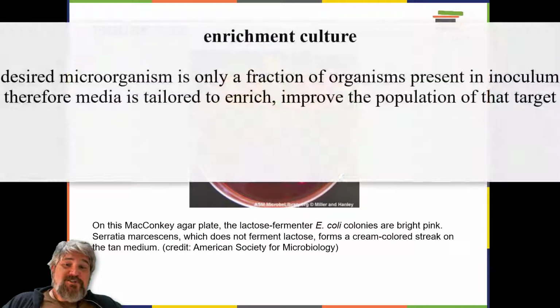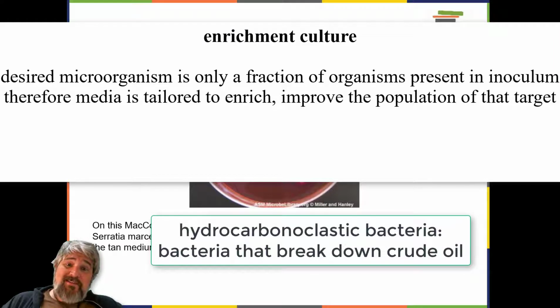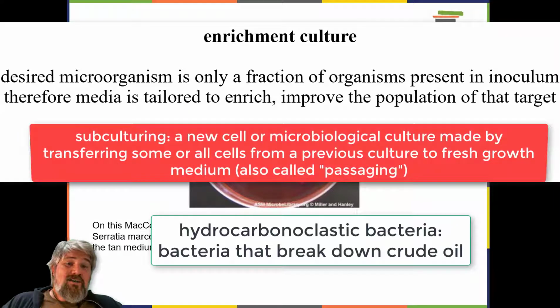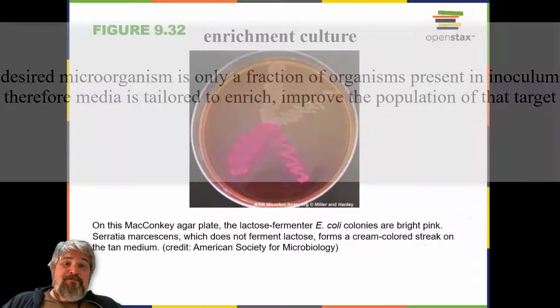The enrichment cultures foster the preferential growth of a desired microorganism that represents a fraction of the organisms present in an inoculum. For example, if we want to isolate bacteria that break down crude oil, hydrocarbonoclastic bacteria, sequential subculturing in a medium that supplies carbon only in the form of crude oil will enrich the culture with oil-eating bacteria.